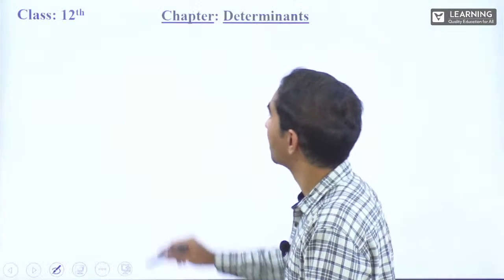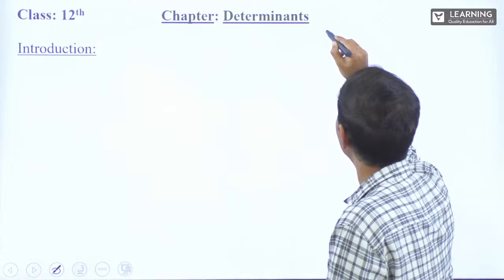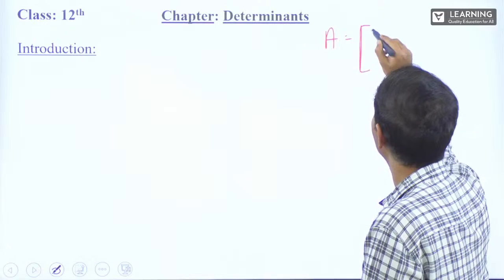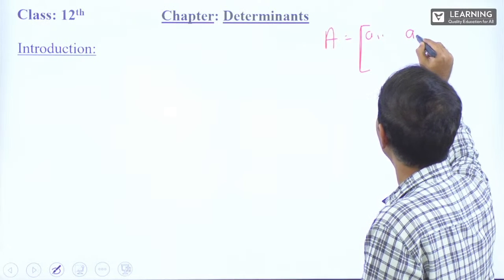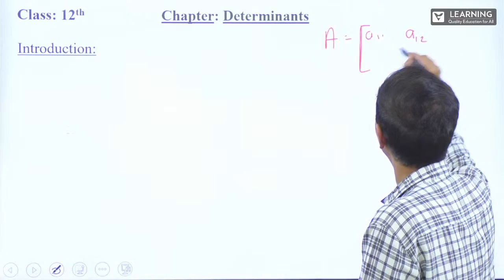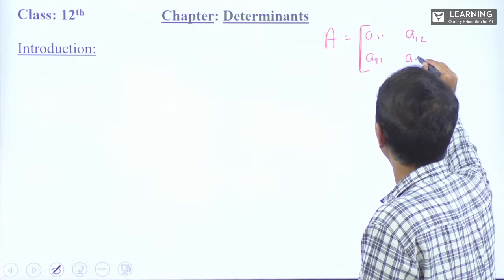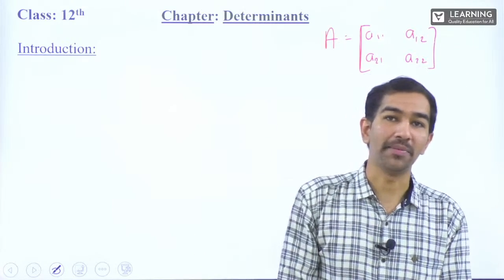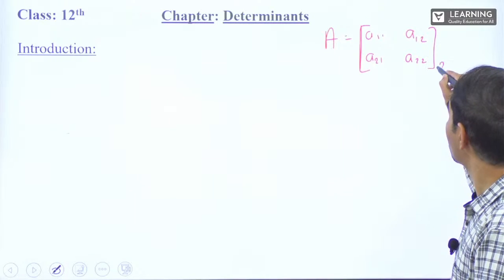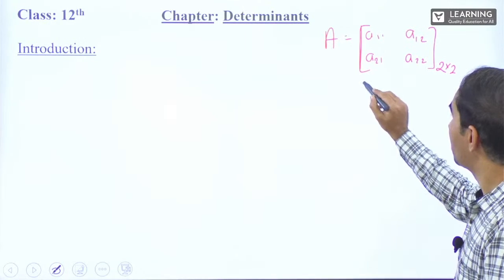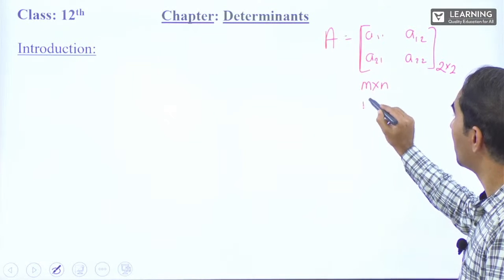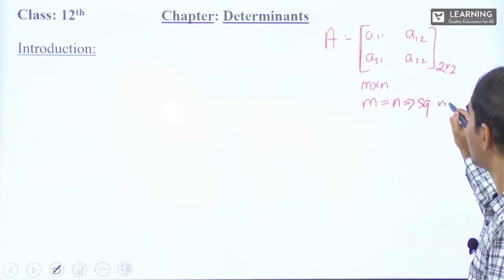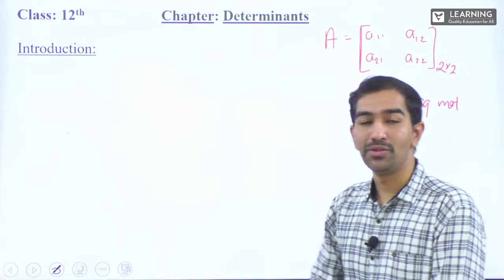Here, if you take a square matrix, A equals the matrix with rows A11, A12 and A21, A22. What is this? This is a square matrix. How do we call it a square matrix? Because the order is 2 cross 2. What is the standard way of representing an order? M cross N, and if M is equal to N, then we call that matrix what? A square matrix. Okay, so this is a square matrix.